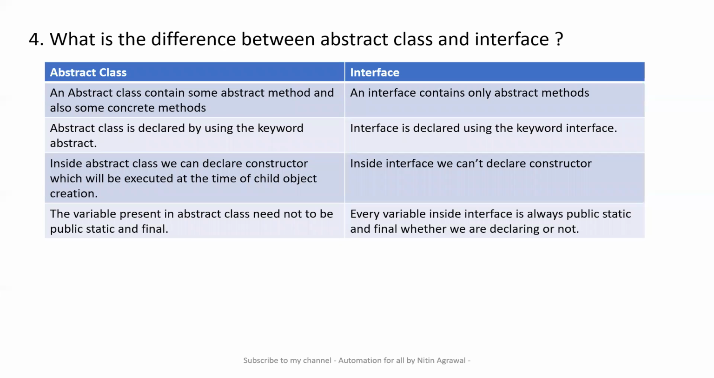While interfaces, when we talk about interfaces, an interface contains only abstract methods. There are no concrete methods in case of interfaces. Interface is declared using the keyword interface. Inside interface we cannot declare constructor, and every variable inside interface is always public, static and final, whether we are declaring that or not, right?